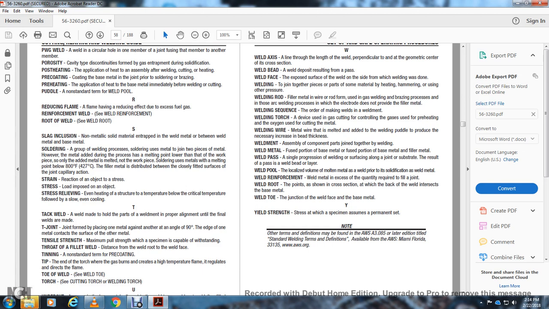Weld root: the portion, shown in the cross section, in which the back of the weld intersects with the base metal. Weld toe: the junction of the weld face and the base metal. Yield strength: the stress at which the specimen assumes a permanent set. Other term definitions may be found in the AWS A3.0-85, later edition of Standard Welding Terms and Definitions, available at AWS, Miami, Florida, 33135, aws.org.